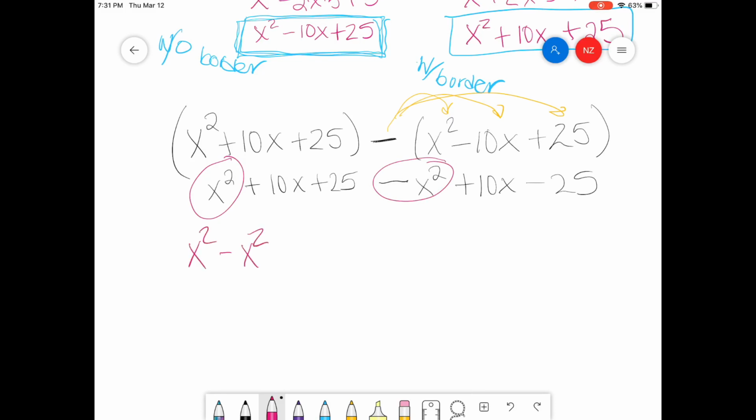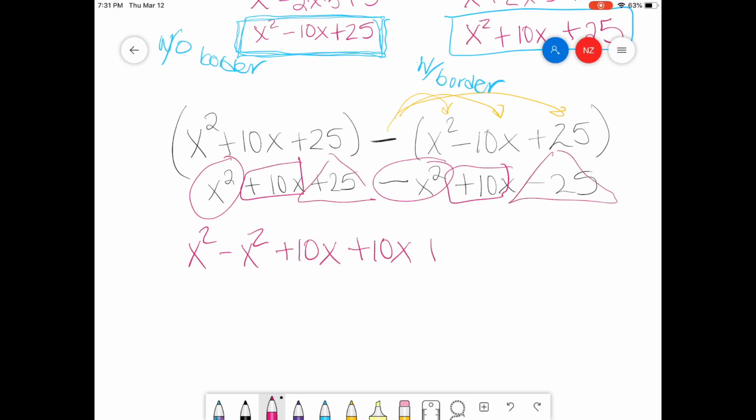Interesting. And then I have 10x and 10x. You can just go ahead and combine those right away. You don't have to do this middle step. And then I have my 25 minus 25, so plus 25 minus 25. All right, so then I'm going to evaluate that here. 1x squared minus 1x squared is actually 0. Cancels out. 10x plus 10x is 20x. And then I have 25 minus 25. Hey, that's 0 too, so that cancels out.